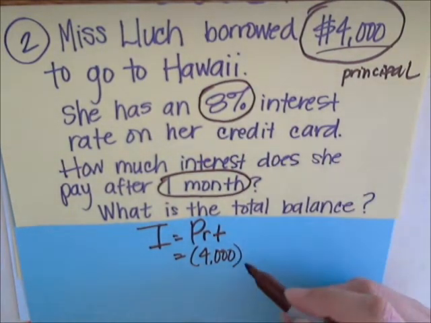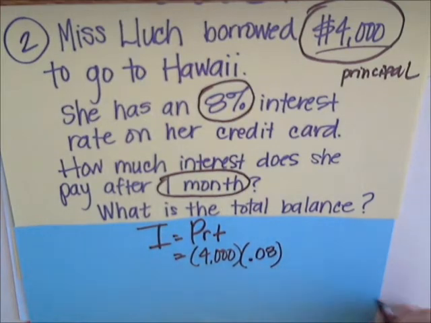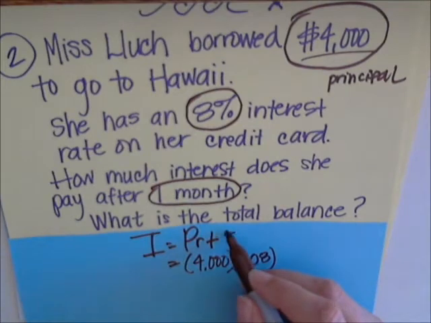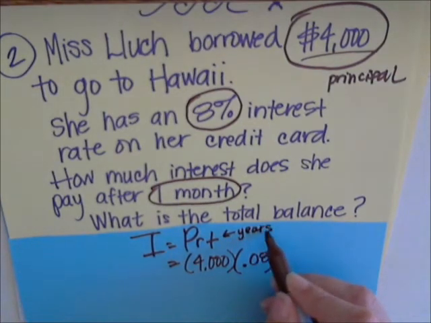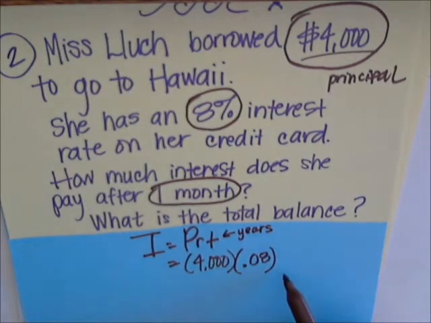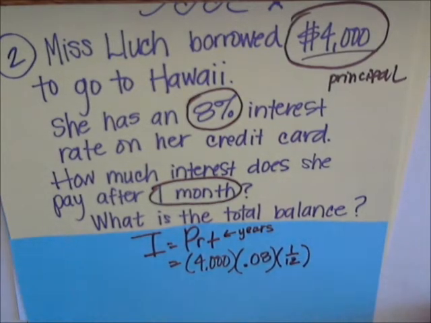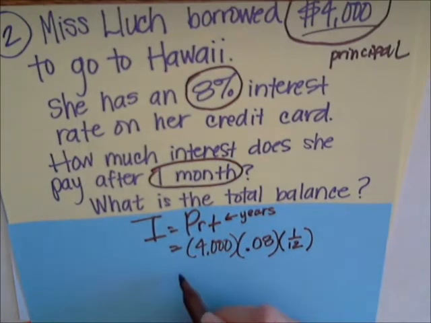And then my interest rate is going to be 8%, but again, I have to change that percent to a decimal, so it's going to be 0.08. And then 1 month. Now, T stands for time, but I think I mentioned earlier that that's always in years. So if I put the number 1 for 1 month, that's actually going to be read as a year. So for 1 month, I am going to actually put 1 over 12. Why? Because 1 month is 1/12 of a year. Okay, so now I'm going to multiply.